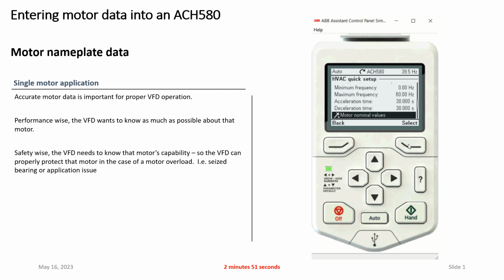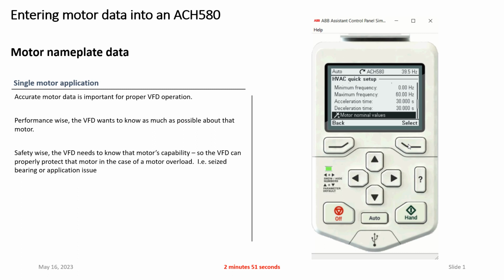So there you go. We just set up the ABB ACH580 based on the motor nameplate information. And now this drive is going to be ready to properly control this motor and also properly protect the motor. One of the reasons that getting your nameplate data in there correctly matters is so the VFD can safely protect that motor.